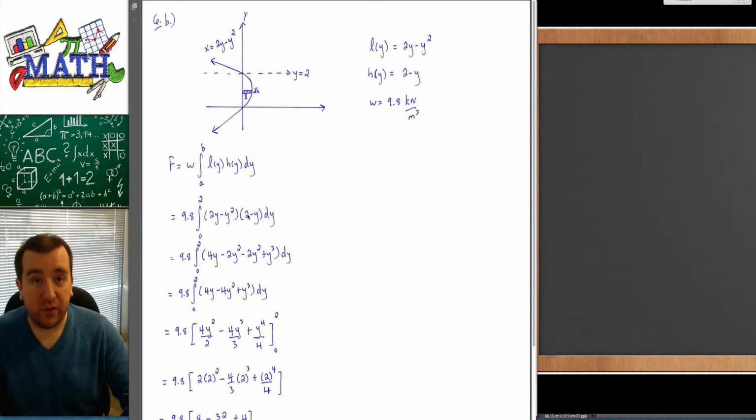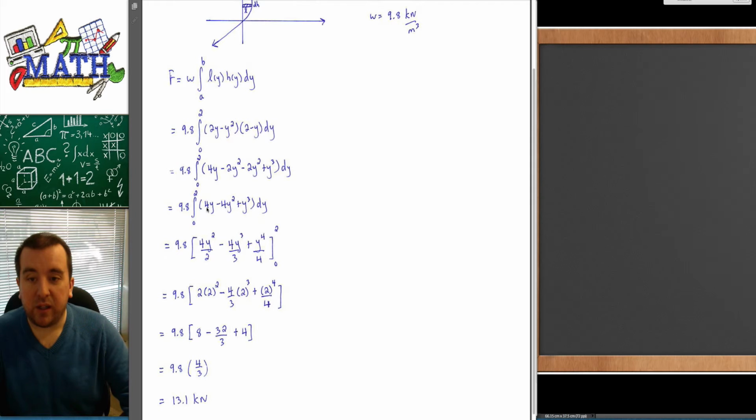We do FOIL on this. Just multiply this out. You get 4y minus 2y squared minus 2y squared plus y to the power of 3. And then we integrate. First of all, I combine these like terms to give minus 4y squared, and then I integrate it. So integrating this 4y, we get 4y squared over 2, this is 4y to the power of 3 over 3, and this is y to the power of 4 over 4, from 0 to 2. Again, we don't need to do the zeros because the zeros contribute nothing here. When we plug in a y value of 0, we get zeros.